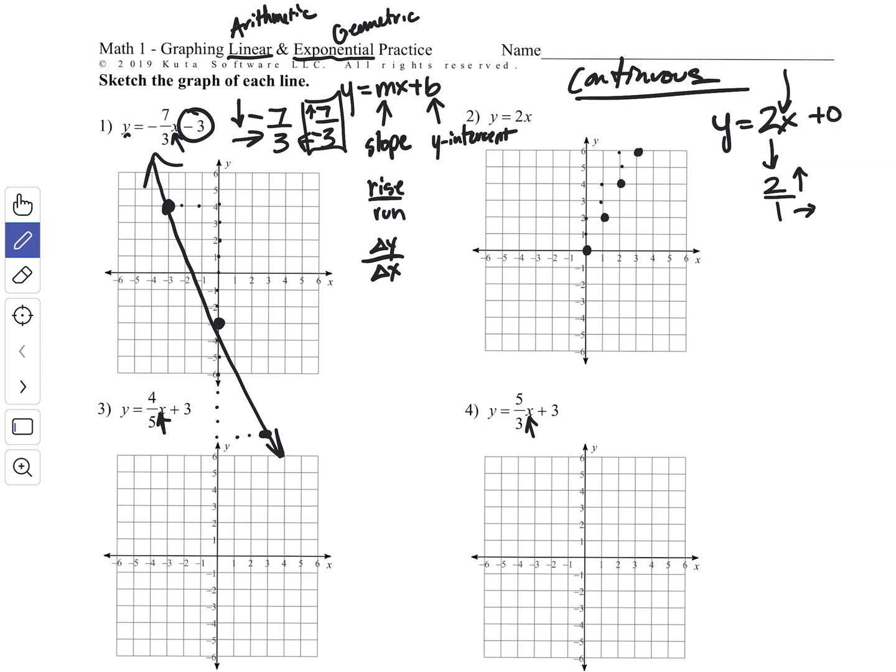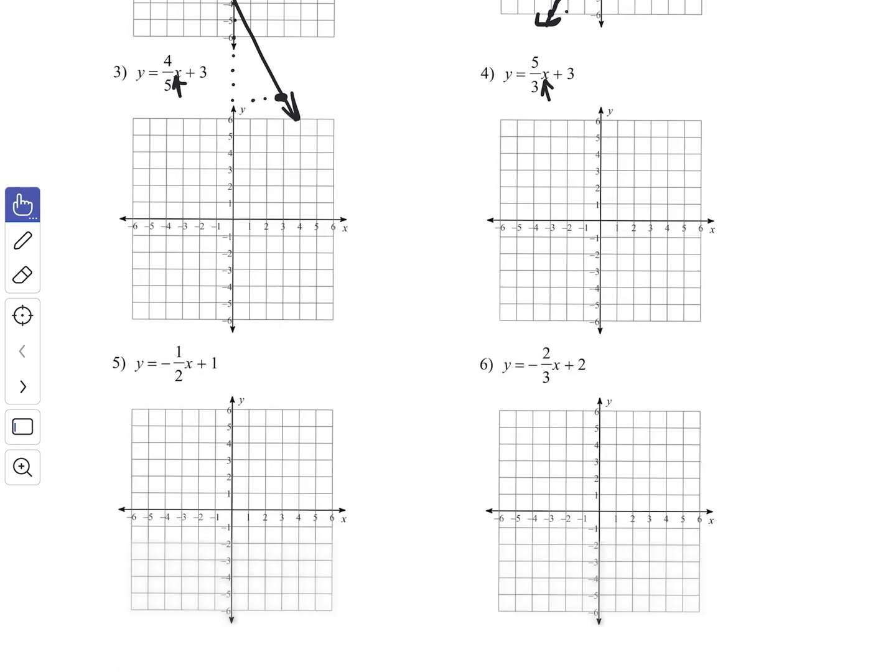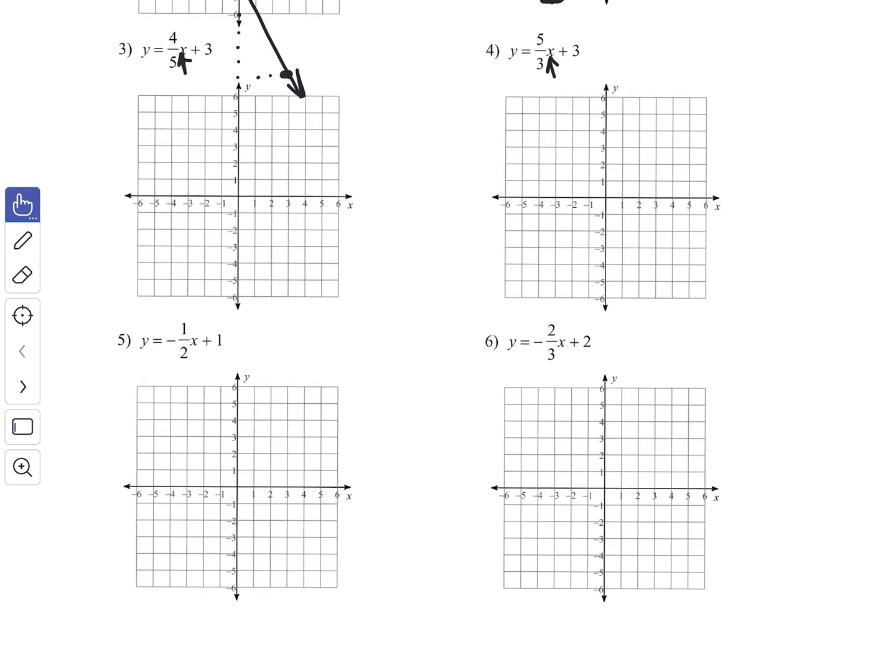Generally, I only need about 3 points. I could do the opposite and go down 2 and to the left 1 if I really wanted a bunch of points. But we just draw our line, and we're good to go. All right, so that's all we've got going on here, just a bunch of graphing.